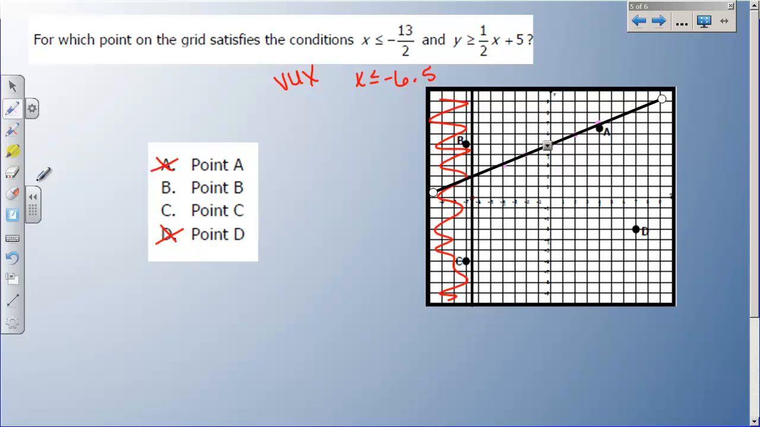And then I need to shade greater than that line, so I need to shade everything above that line. And the point that falls in the double shaded part is this one right here, B. C is still in a shaded part, but it's not in the double shaded part. Therefore, it's not the solution. So this is the point that satisfies both of those.